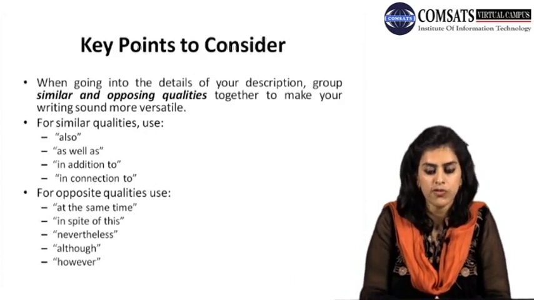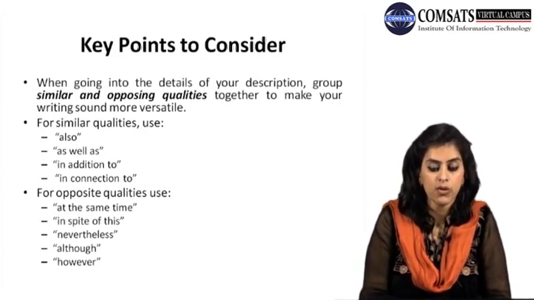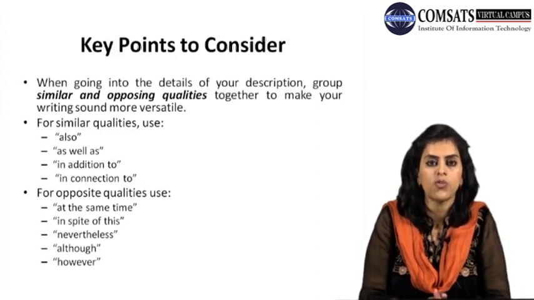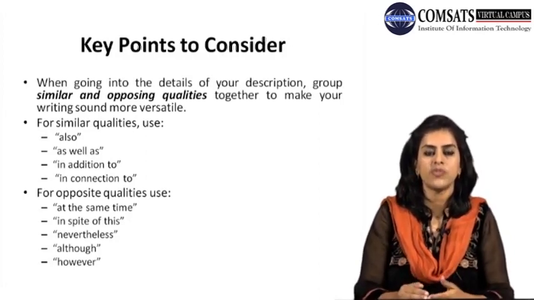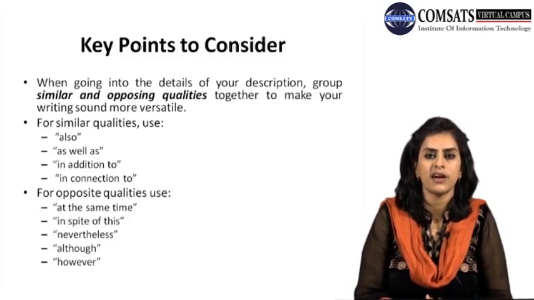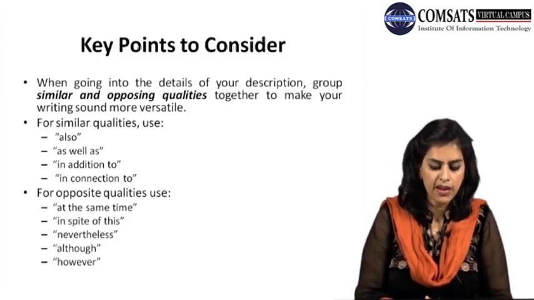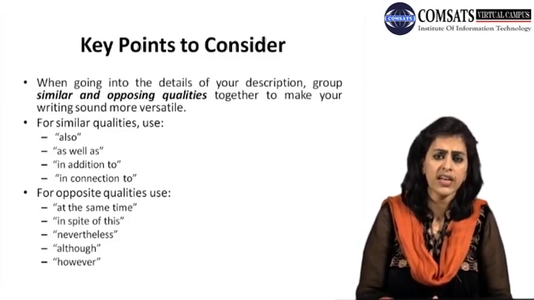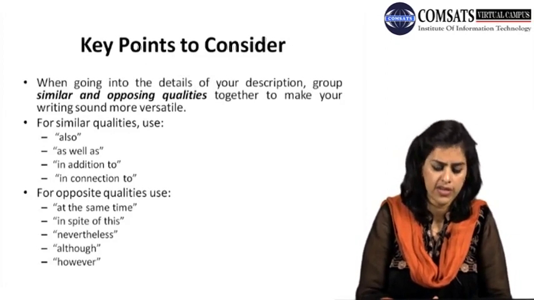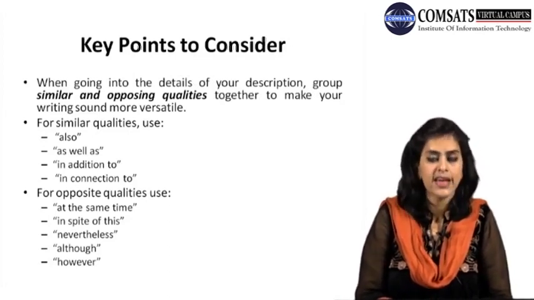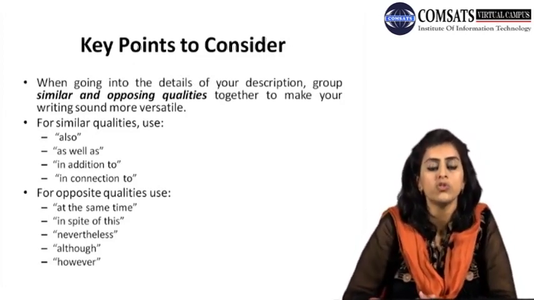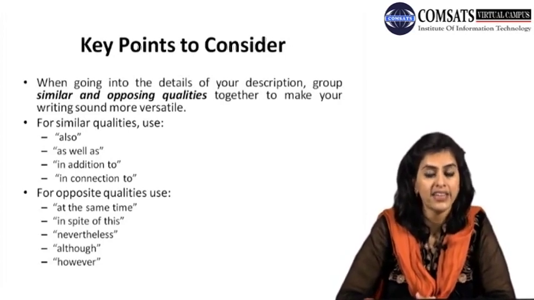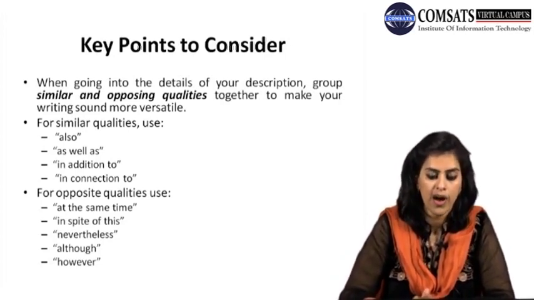When going into the details of your description, group similar and opposing qualities together to make your writing sound more versatile. Similarities and differences should be given together to make your writing look different from others and versatile. For similar qualities, use also, as well as, in addition to, in connection to, and many other words and phrases. For opposite qualities, use at the same time, in spite of this, nevertheless, although, and however. These are the conjunctions which can be used to tie up your similar and opposing ideas together in one essay.